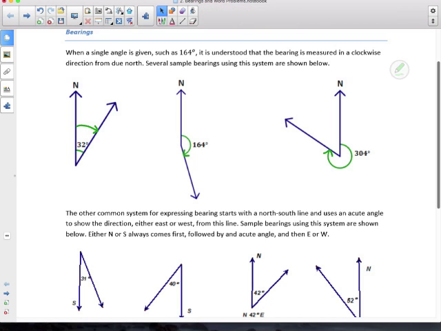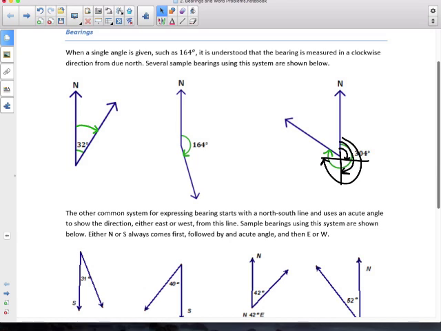304. So what's really useful to remember here is just kind of if I break this up, so here's 90, 180, 270, and then all the way back up to north would be 360. So you can use those as estimates of kind of where it's going to be.